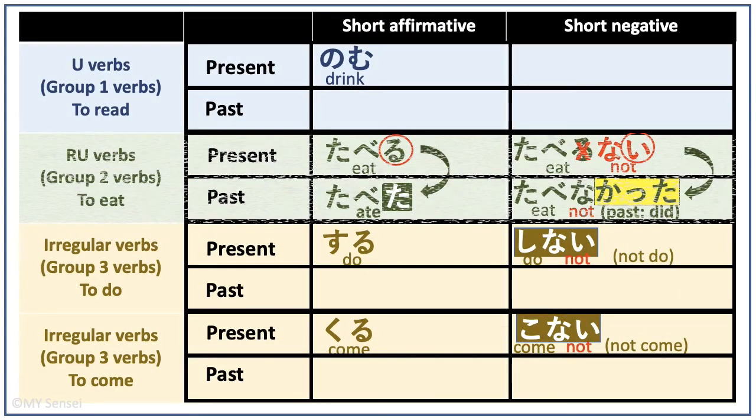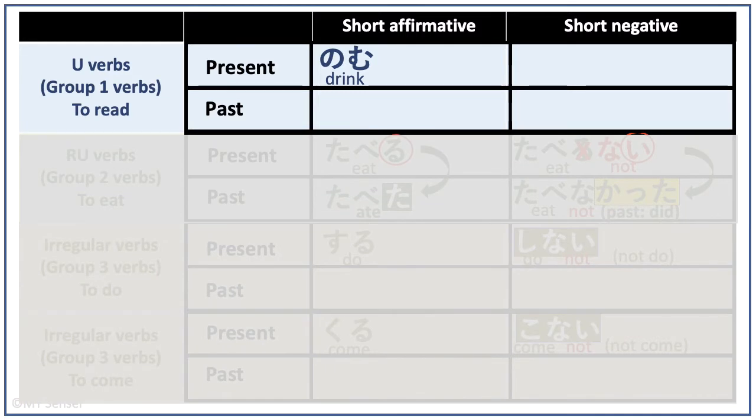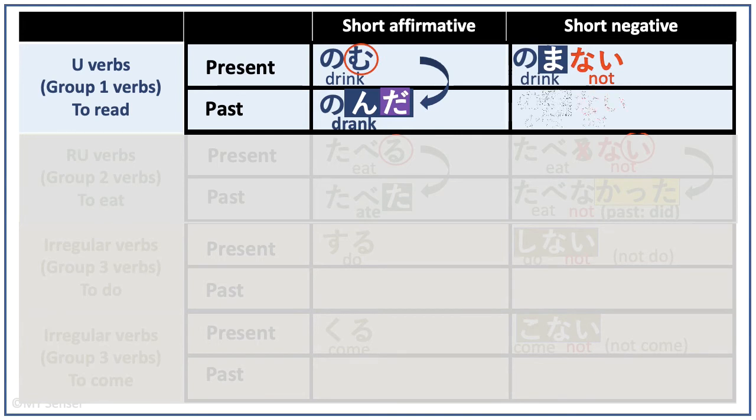Now let's go back to u verbs and change their present short forms to their past forms. For nomu, we first need to change it to its te form, which is nonde, and then change de to da. So, nonda means drank, past tense. Nomu's negative form is nomanai, and its past tense is nomanakatta, which means we're changing i to katta to get its past tense.